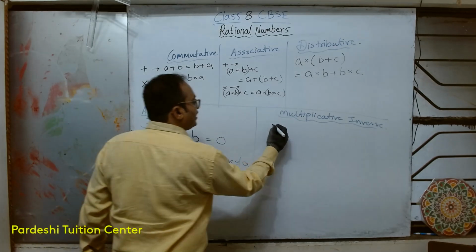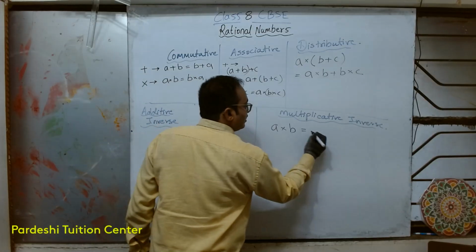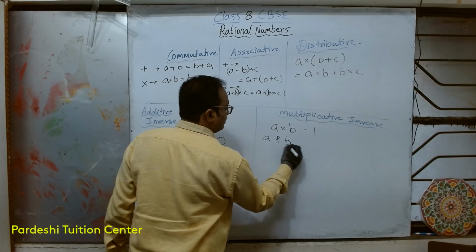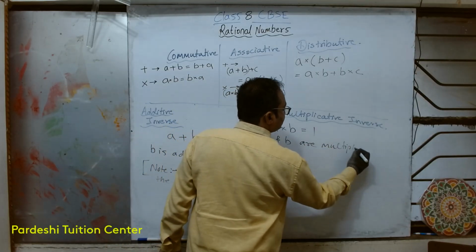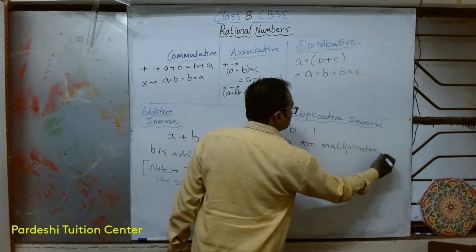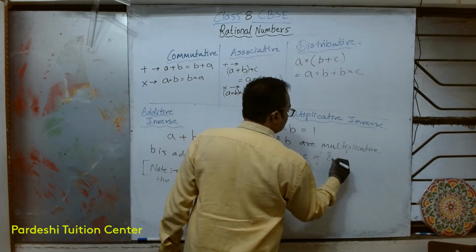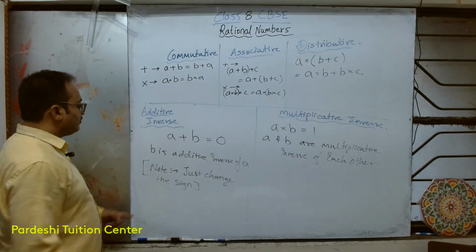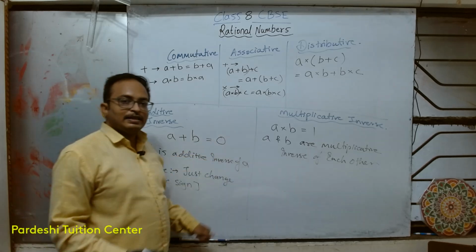For example, if I write down a multiplied by b, then if the product comes 1, then a and b are multiplicative inverse of each other. Here also b is the inverse of a and a is also the inverse of b. Let us take one example.